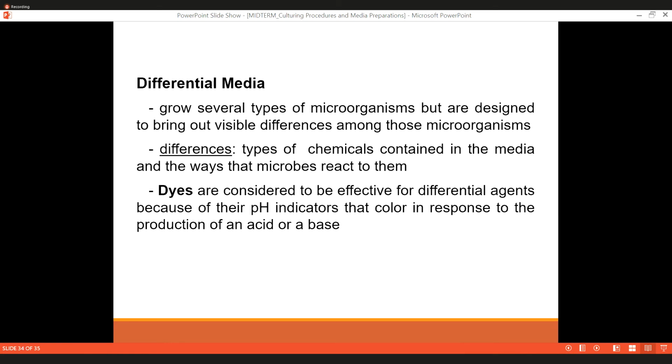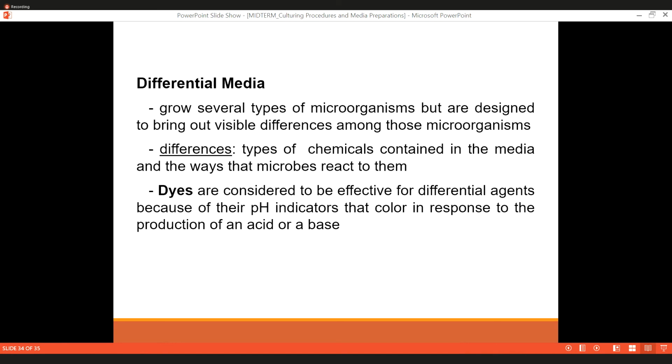Differential media, on the other hand, is different. Selective media inhibits the others to have a single species grow, while with differential media, there can be many. For example, many Bacillus grow but of different species. So the edge of differential media is that you want to bring out the visible differences among those microorganisms. That is its special feature.